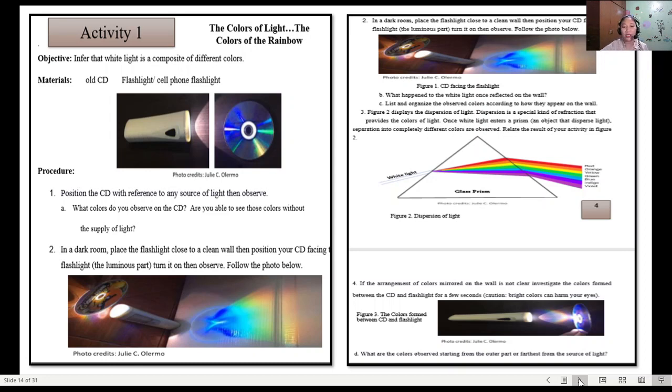So nakikita natin sa figure 2, dispersion of light, we have the prism, the glass prism. So yun yung tool natin para yung white light magkaroon ng refraction. So in figure 2, it displays the dispersion of light. Dispersion is a special kind of refraction that provides the color of light. Once white light enters a prism, which is an object that disperses light, separation into completely different colors are observed.